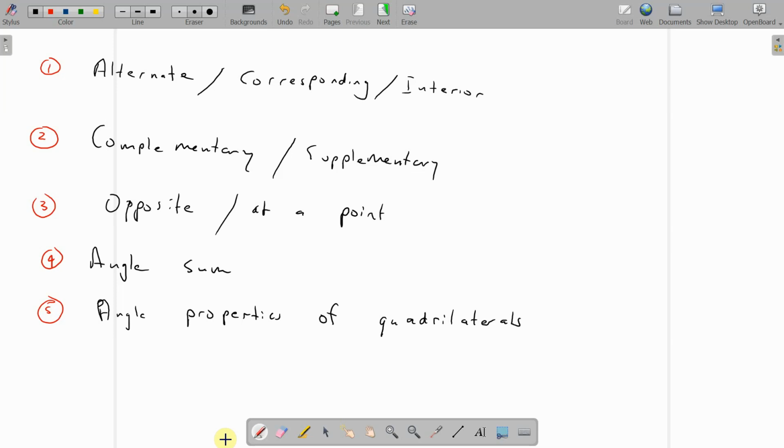This one is going through the geometry practice test, and as far as I can gather, these are the concepts that it covers during the multiple choice. Just very quickly, alternate, corresponding, interior, parallel lines with the transversal. So alternate angles of these ones or these ones are equal.